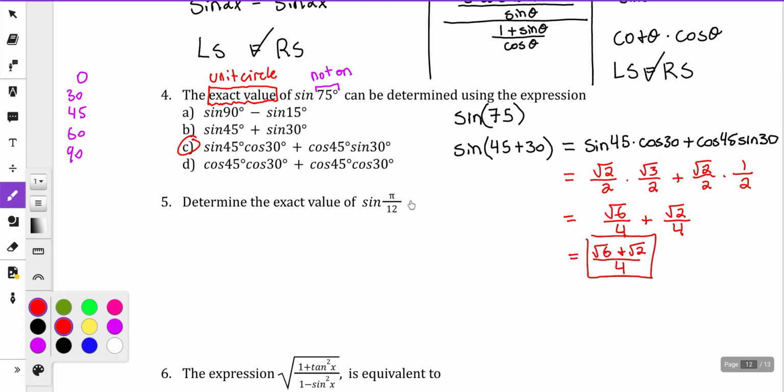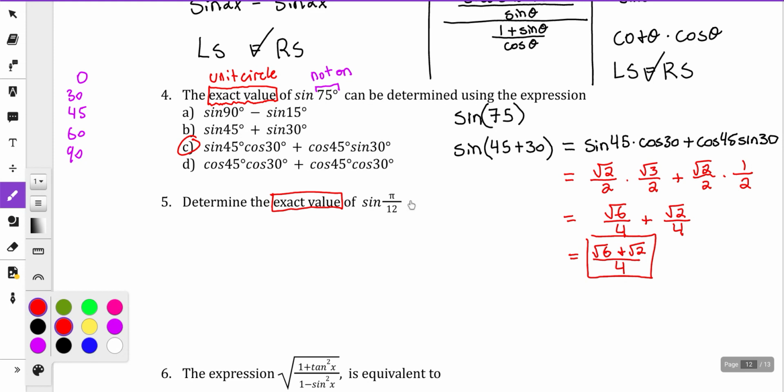Question 5 is pretty much asking you the same thing. Determine the exact value of sine pi over 12. Pi over 12 is not on my unit circle, but exact value pretty much tells me I need to use my unit circle. So I need to try to rewrite pi over 12 as two values from my unit circle. That's a little bit trickier because those are radians, right?